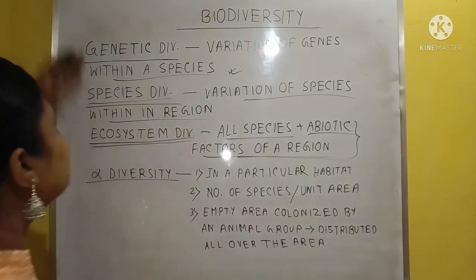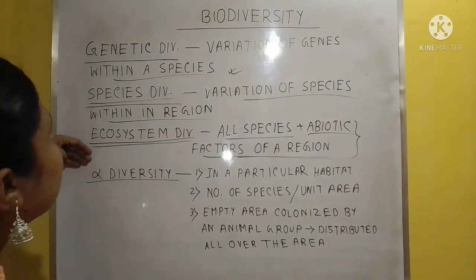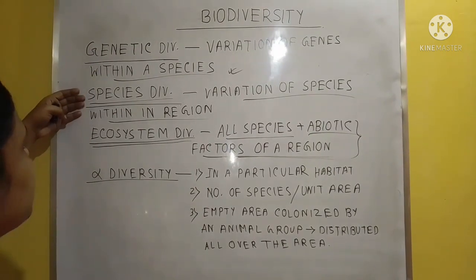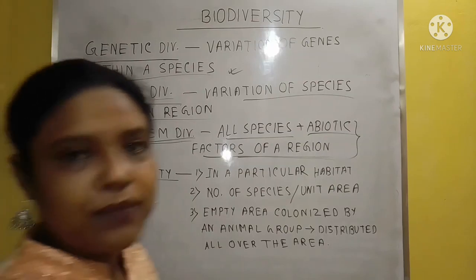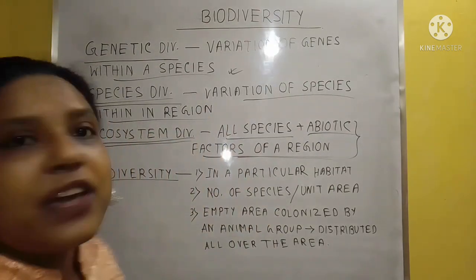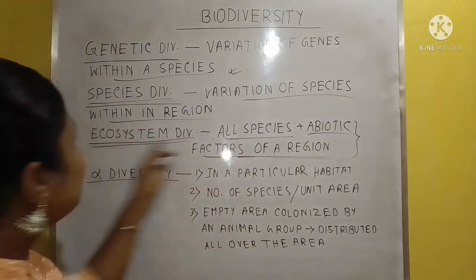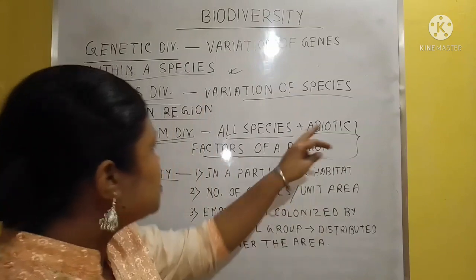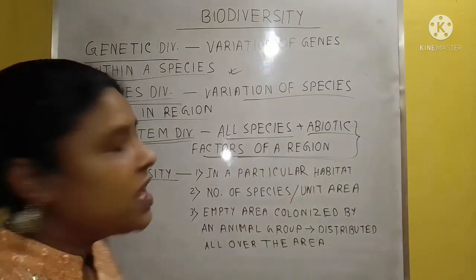So there are three types of biodiversity. First is genetic, the second is species, and the third is ecosystem. Genetic means the genetic variation, species diversity means the variation of the species, and the third one is ecosystem diversity, which includes not only species but also the abiotic factors of a region.